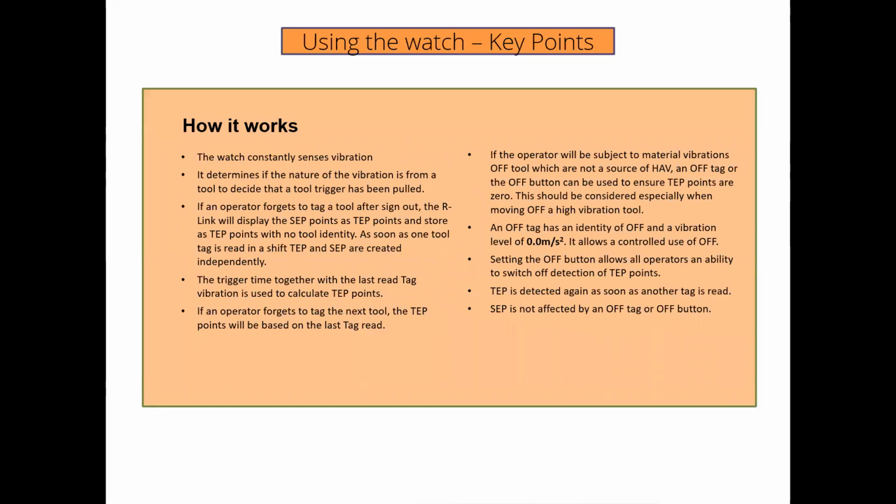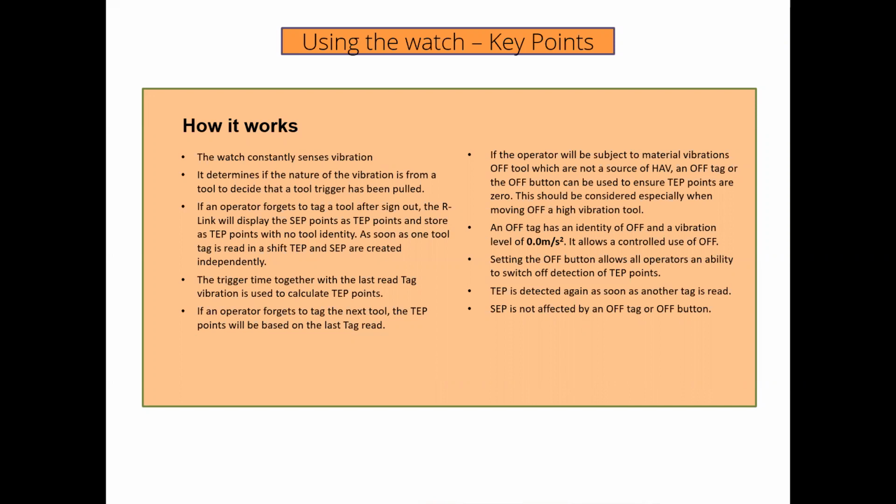The watch constantly senses vibration and determines if the nature of the vibration is from a tool to decide that a tool trigger has been pulled. If the operator will be subject to material vibrations whilst not using tools, and these vibrations are not considered a source of HAV risk, the use of the off button should be considered.